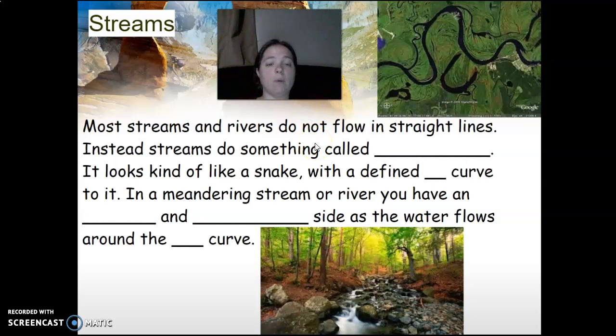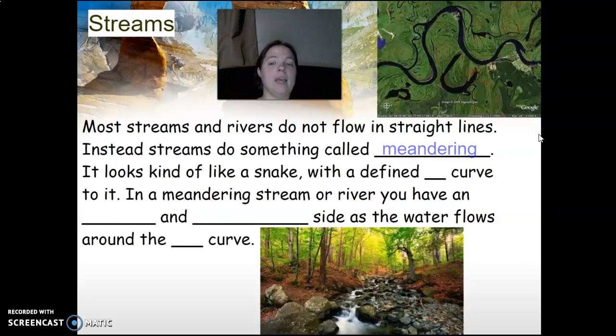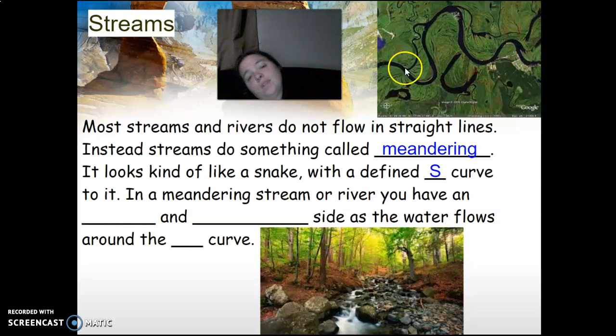Okay, so most streams and rivers do not flow in straight lines. Here's an example. I don't see a lot of straight lines. Instead, they do something called meandering. It looks kind of like a snake. I mean, look at that. Kind of snakish, with a defined S curve. It looks a little bit like a couple of S's.